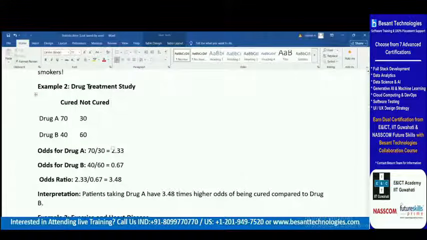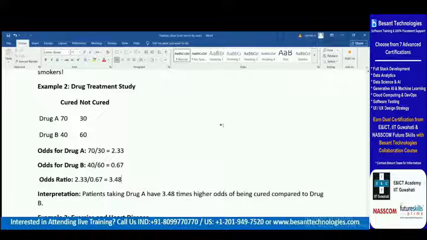Okay, let's take one more example, where I'm having a drug treatment study. Consider the flu is there in your area. I'm going to give drug A and drug B. By giving drug A, the cure percentage is 70 and the not cure percentage is 30. Individually, I have to calculate odds for both. 70 divided by 30, you'll get 2.33. 40 divided by 60, you'll get 0.67. The odds ratio is calculated by dividing group 1 by group 2, and the ratio is 3.48.